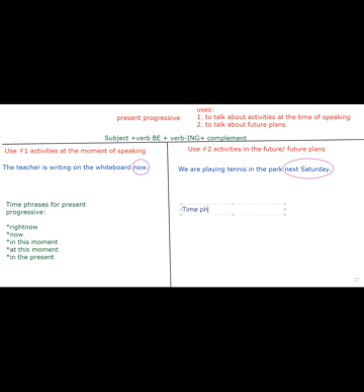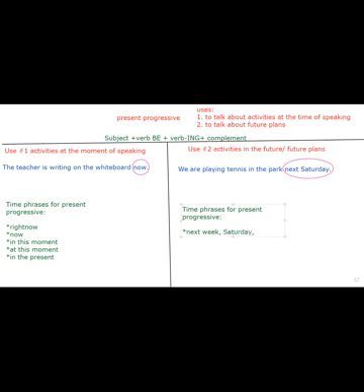Time phrases for present progressive. Okay, listen, they are the same, right? The time phrases for present progressive. Lo que cambia es el uso, right? Next week. We can say next week, next Saturday.